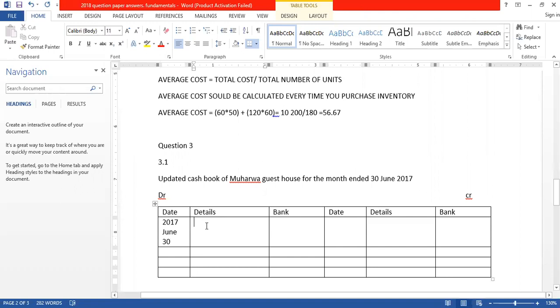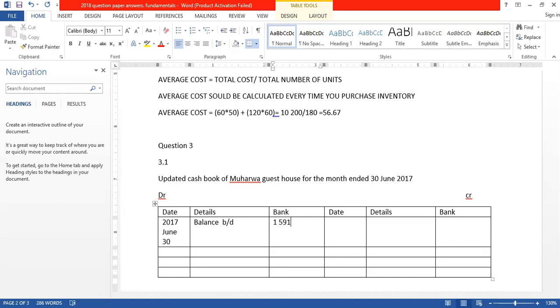Okay, and then from there, don't forget to write the balance brought down. And then you record the amount, ne? So you record the amount, which is 1,591. That is the balance you are trying to reconcile.